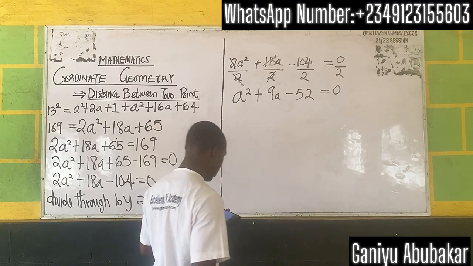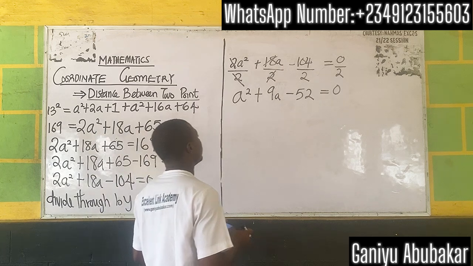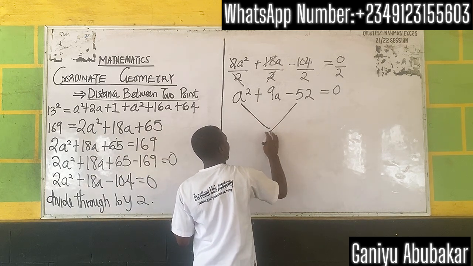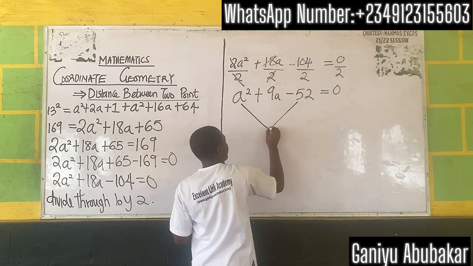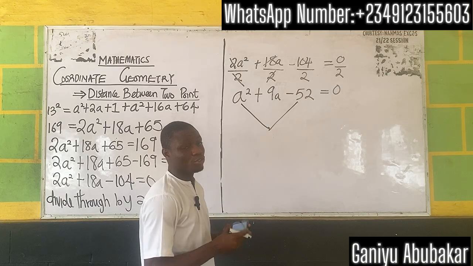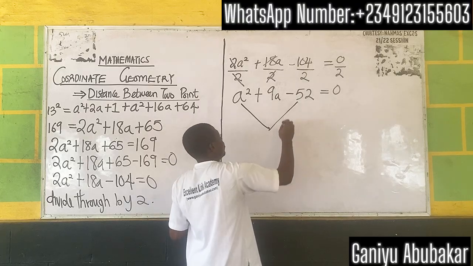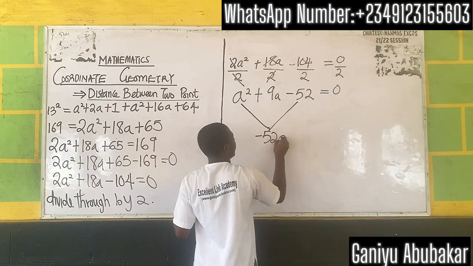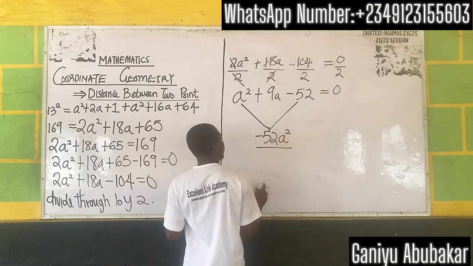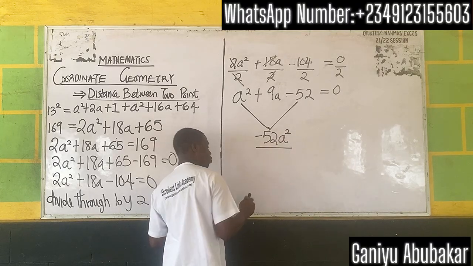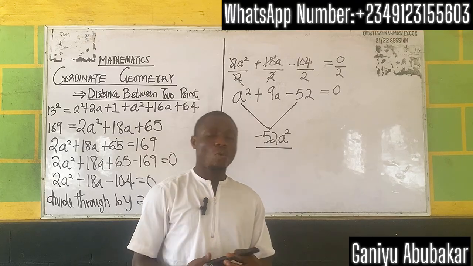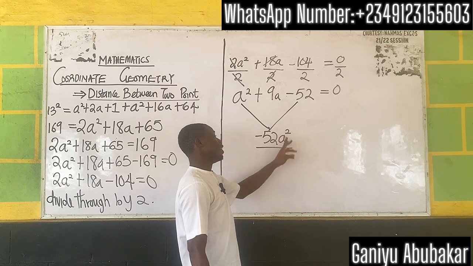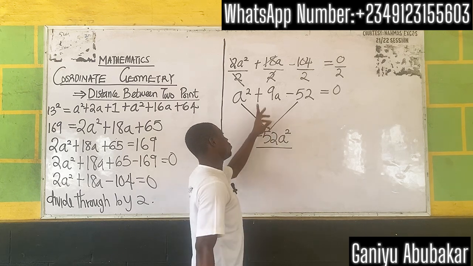All right, we are here. So the next task is to factorize this one here. So we said it's easy to factorize. Go back to the quadratic equation concept. You should know that by now. All right, negative 52 times a squared gives you minus 52a squared. Look for two values that when multiplied together will give you negative 52a squared, and when added together will give you plus 9.